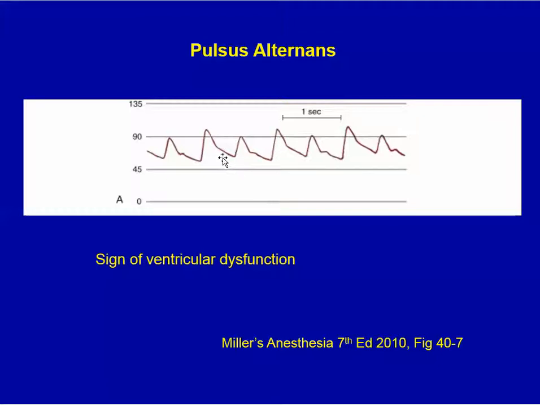There's a phenomenon called pulsus alternans. This is when every other pulse is weaker or stronger, and it is said to be an early sign of ventricular dysfunction.